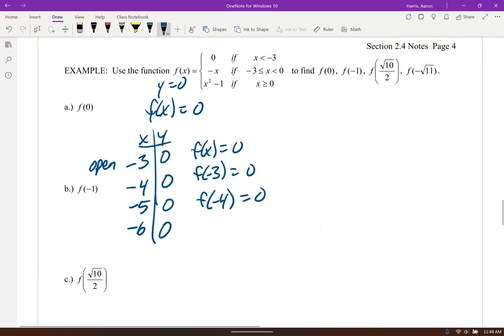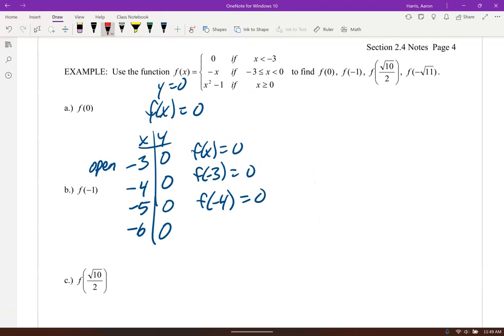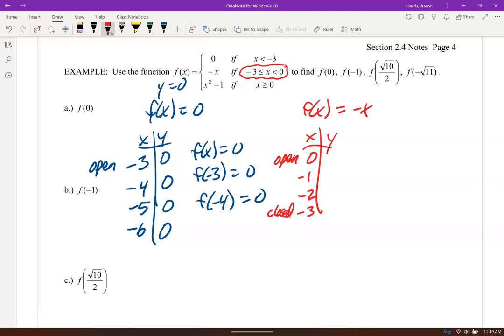Let's do the second one. F of x equals negative x, but only when I'm less than 0, so open here, and greater than or equal to negative 3. So I have to be closed, including negative 3. And it's y equals negative x is this one. So it's that part, but we're only going to have part of that line.